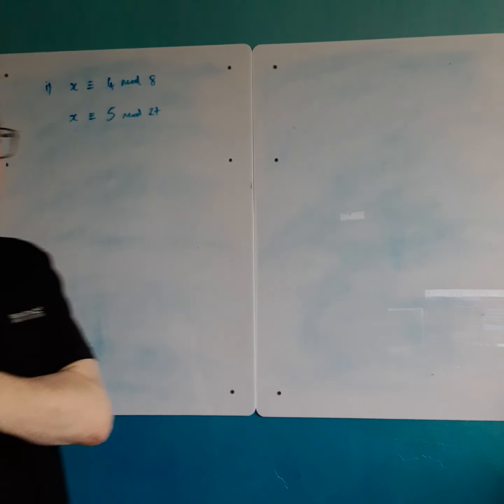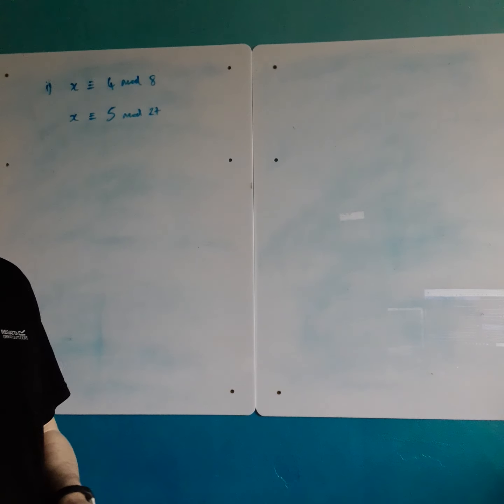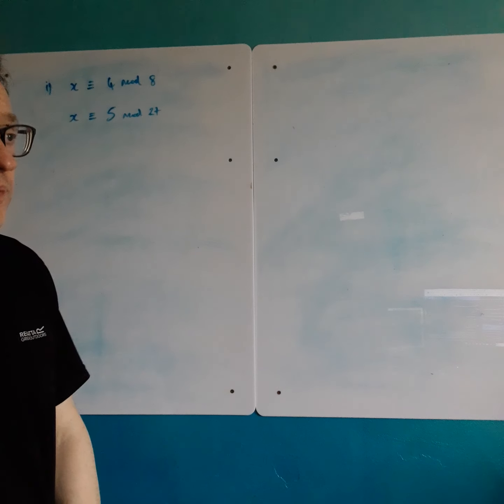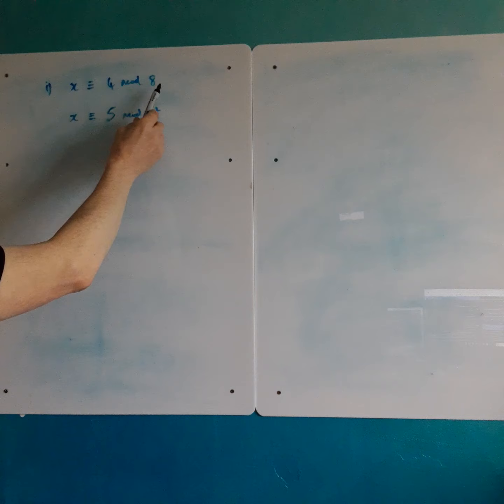Alright, the next one is an example of the Chinese remainder theorem, or CRT. There were two assessments, with two different questions, so I'll do the two questions in turn. This was off one of the papers: find x such that x is congruent to 4 mod 8 and also congruent to 5 mod 27.